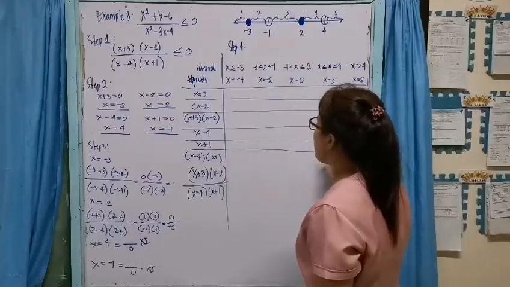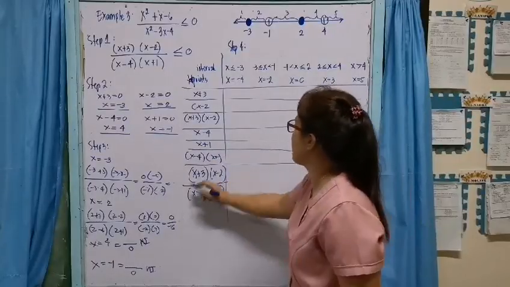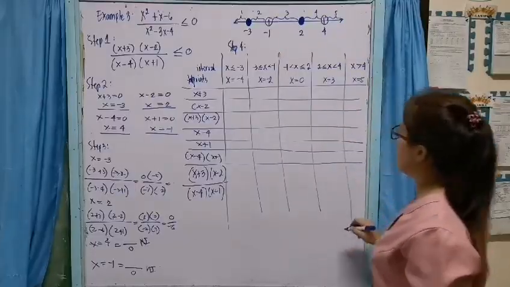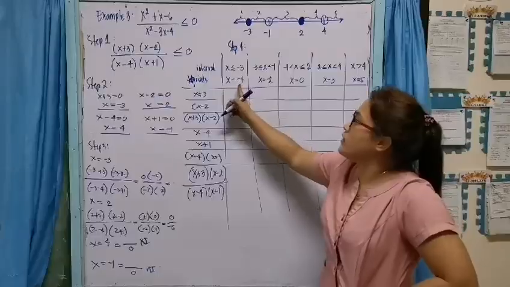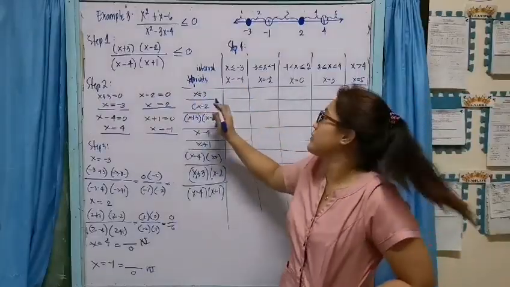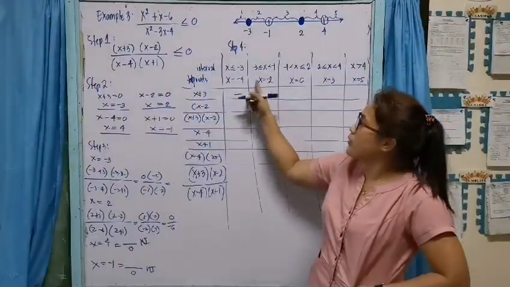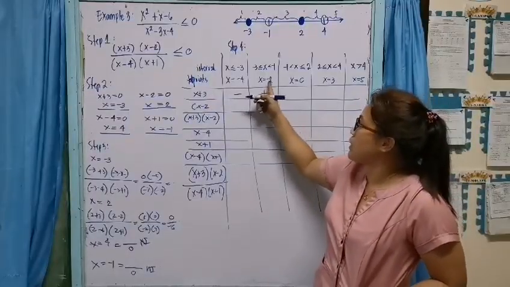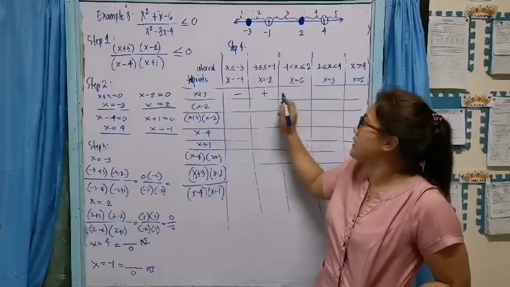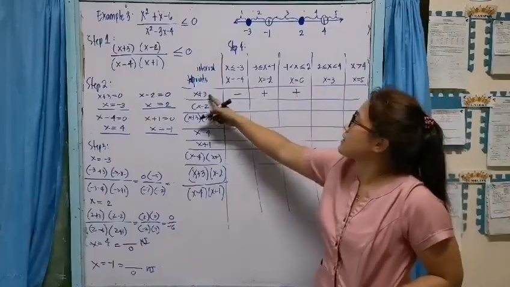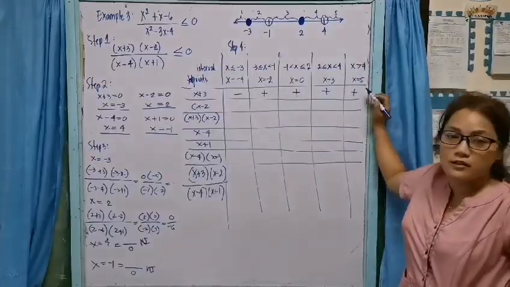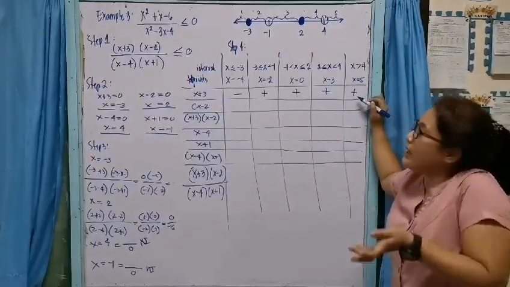As you can see, the more you go, the more answers there are. Alright, let's try. If you're going to substitute negative 4 here, the answer is negative. If you substitute here, then the answer is positive. 0 plus 3 is positive. 3 plus 3 is positive. 5 plus 3 is still positive. You just substitute it, okay?